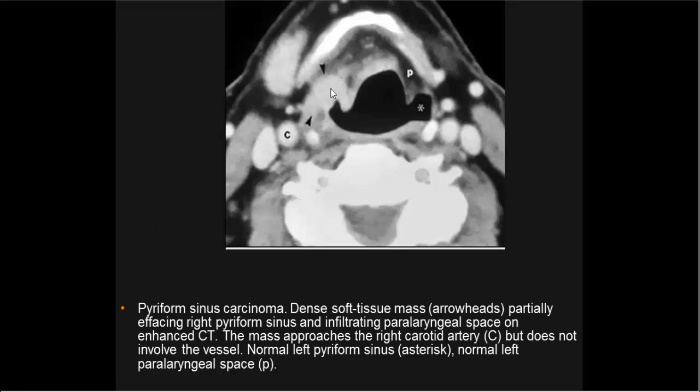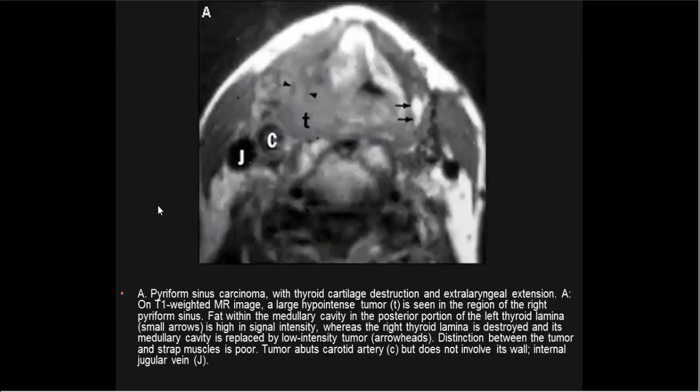Piriform sinus carcinoma, as we see, is a dense soft tissue mass partially filling the right piriform sinus, infiltrating the paralaryngeal space on enhanced CT. The mass approaches the right carotid but does not involve the vessel. Normal left piriform sinus, normal left paralaryngeal space. Piriform sinus carcinoma, as we see, thyroid cartilage destruction, extralaryngeal extension.